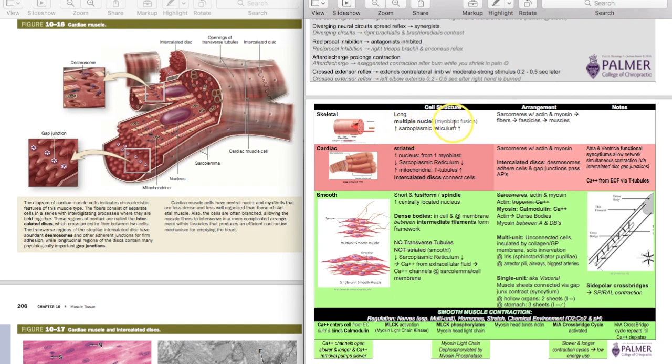This is from myoblast fusion. Remember, blast means to build, to make. So anything that's blast means something that makes something. Myo means muscle, so muscle building cells, myoblasts. Those fuse, and since they fuse, that means that you have a nucleus from each cell. So there are multiple nuclei in skeletal muscle cells.